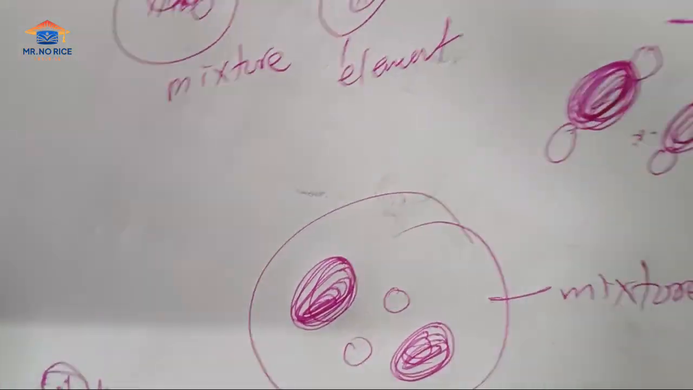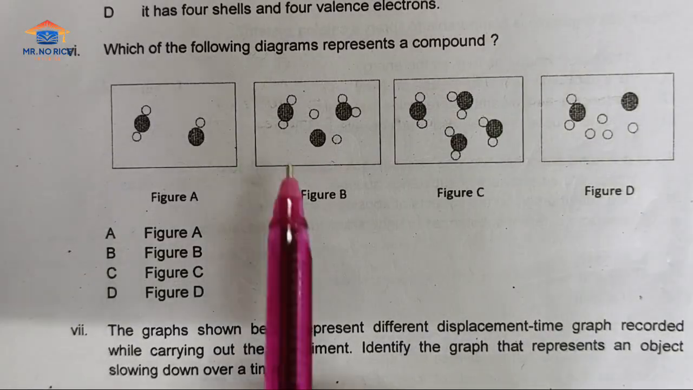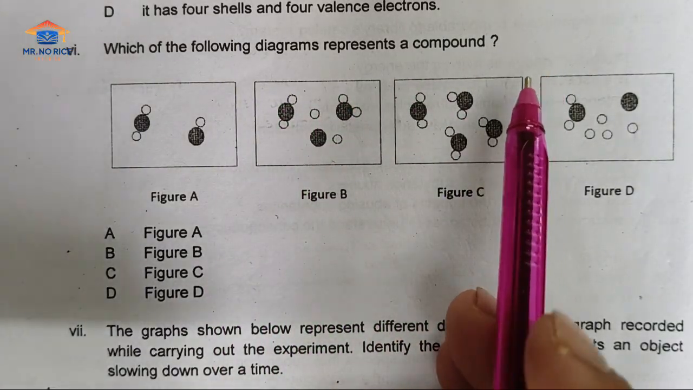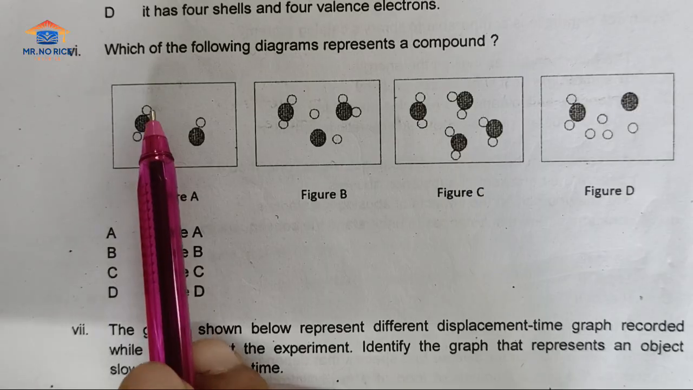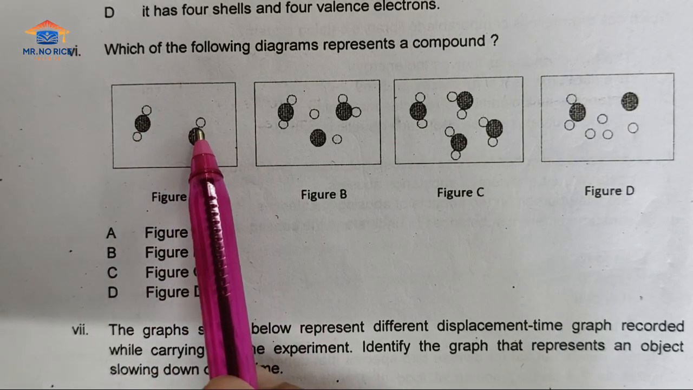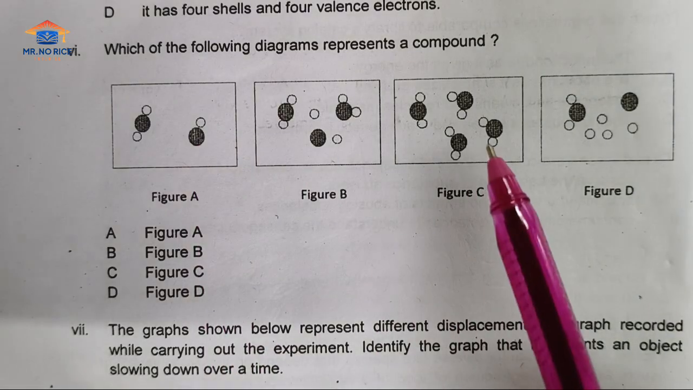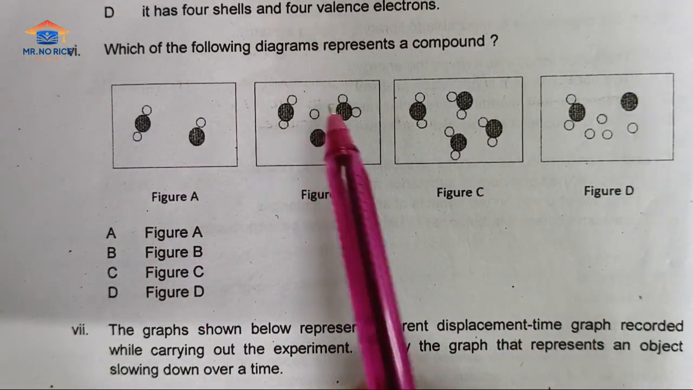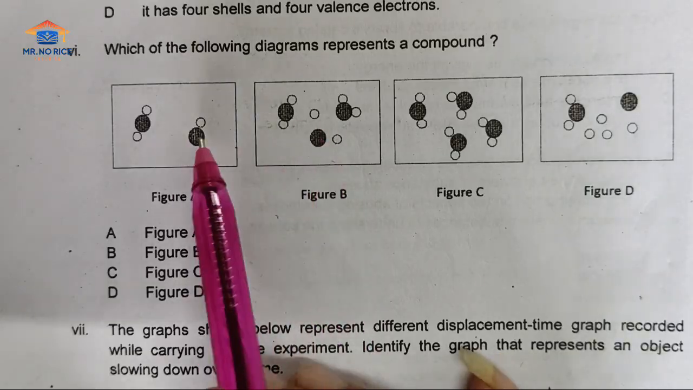So keeping this concept in mind, we'll go back to the question. Which of the following diagrams represents a compound? So here you see it has chemically combined. Yes, black and small circle combined. But here black and small circle not combined. So there is a gap between them, which means not combined. So here combined. So this black and white have not combined. So these are not the compound.